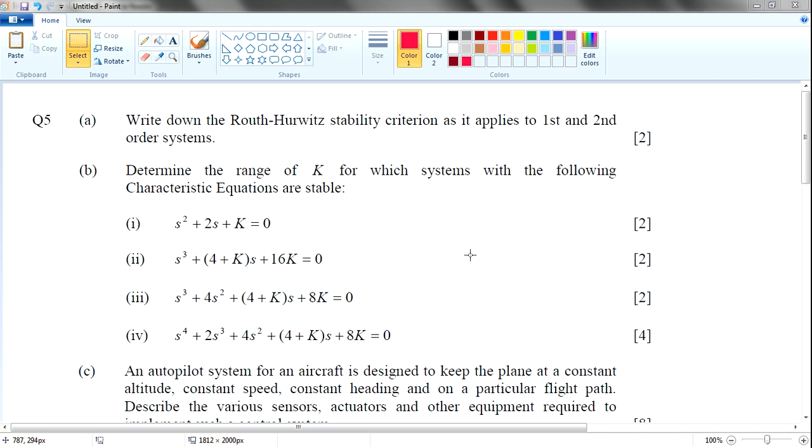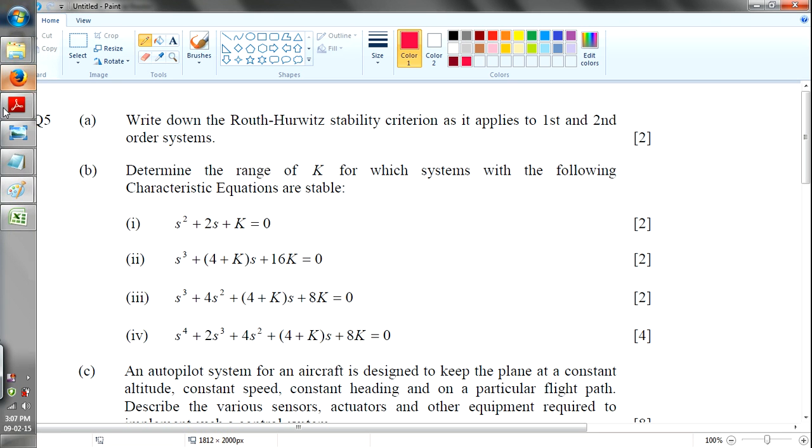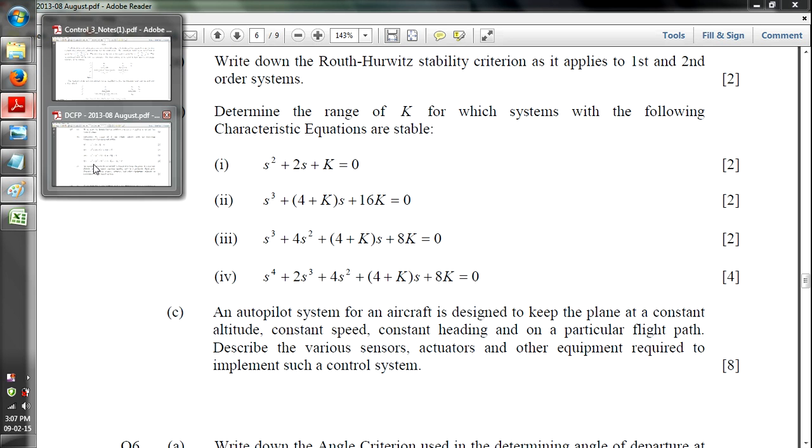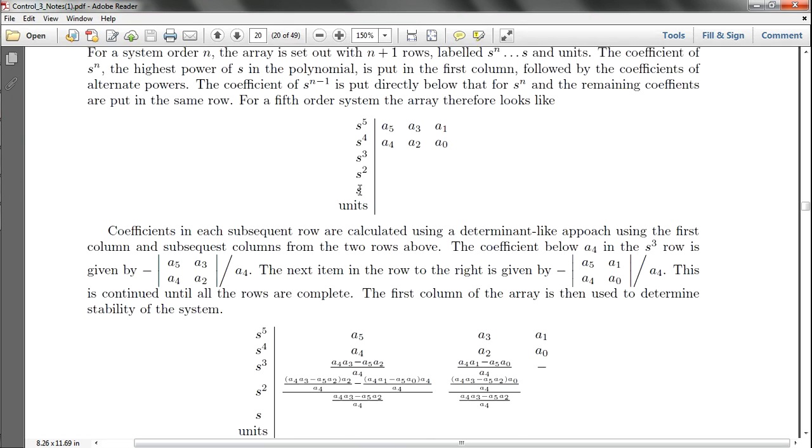With all what you have learned earlier, we are ready to attack exam questions. So let's go. Right now the Routh stability criterion actually applies to first and second order systems. As you remember, for first and second order systems, what are the key rules that we're talking about?